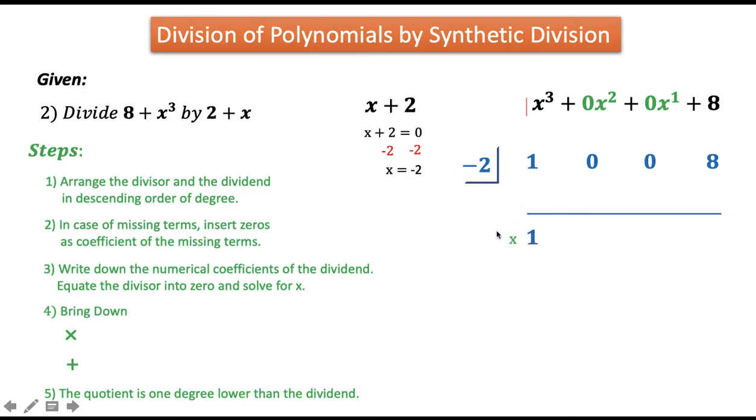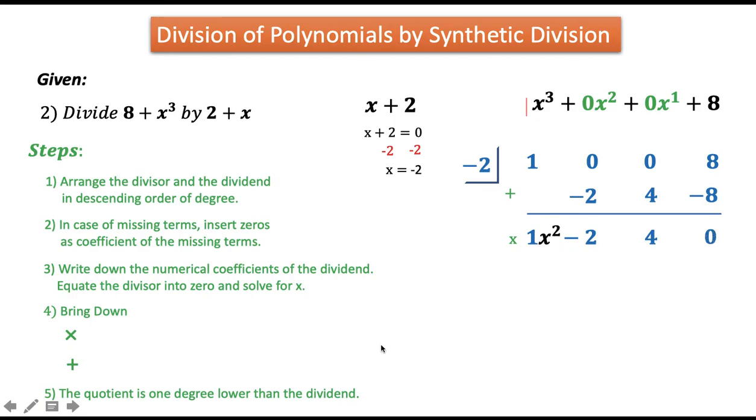Then negative 2 times 1 is negative 2. 0 plus negative 2 is negative 2. Negative 2 times negative 2 is positive 4. 0 plus 4 is 4. Then negative 2 times 4 is negative 8. 8 plus negative 8 is 0. And this will be our quotient.